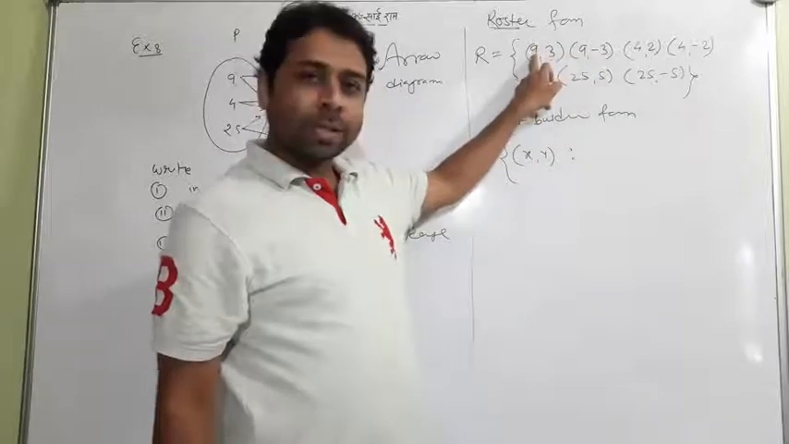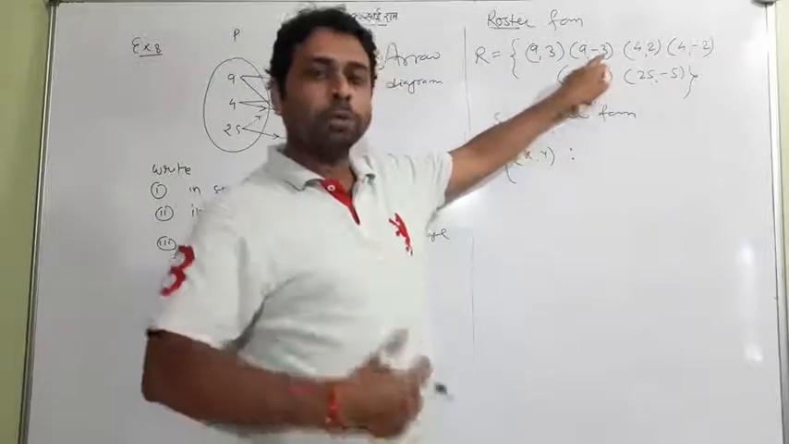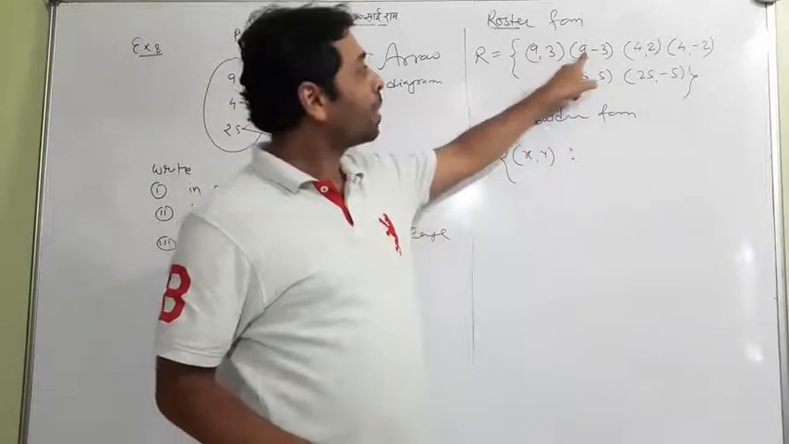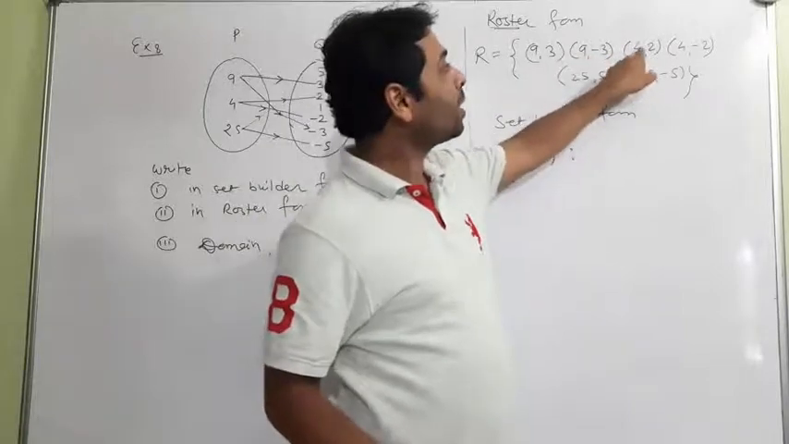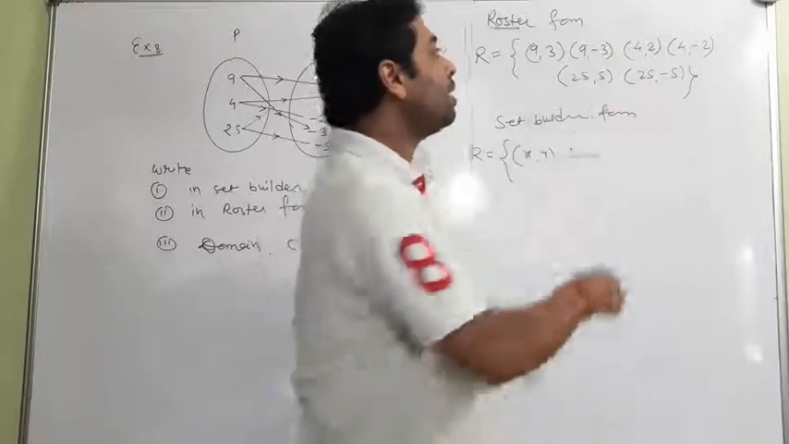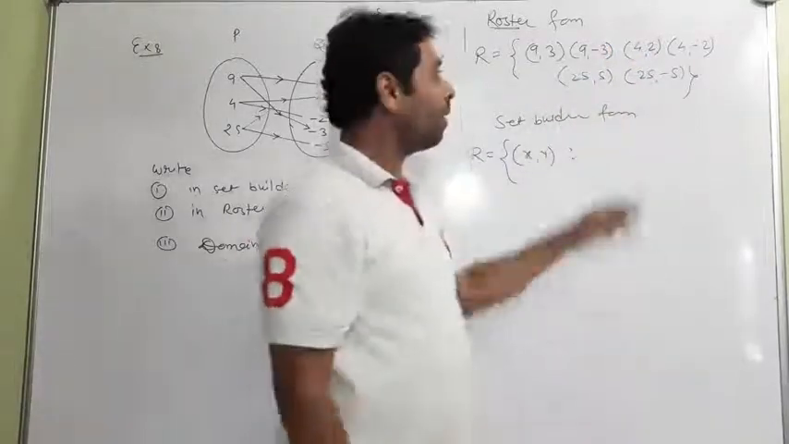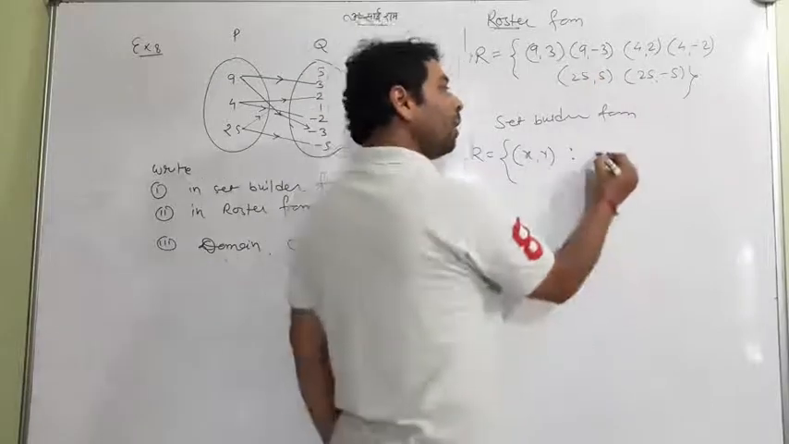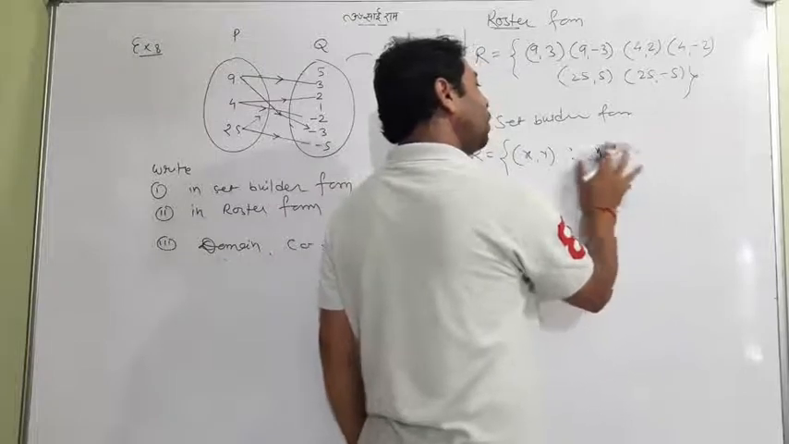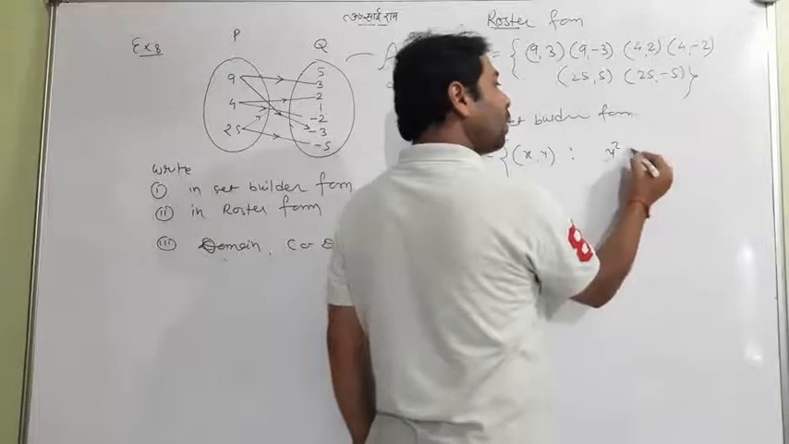What is the nature between these two elements? What is the relation between these two elements? One can simply predict that 9 is the square of 3, 9 is the square of minus 3, 4 is the square of 2, 4 is the square of minus 2. The first element is the square of the second element. First element is x, second element is y. So I would write y square equal to x.